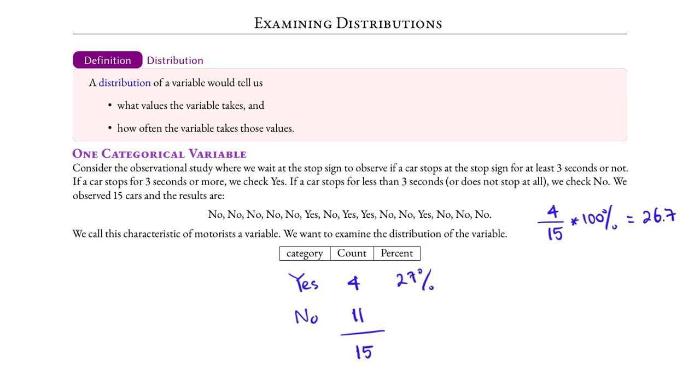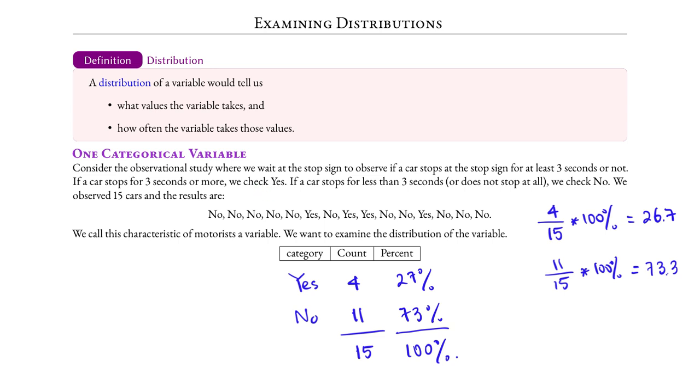For no, there are 11 counts divided by the total 15 times 100%. And we see that this is 73.3%, and we will round it to 73%. The total percentage should add up to 100%. This is what we call the numerical summary for the categorical variable, and this is the distribution of the variable in our study.